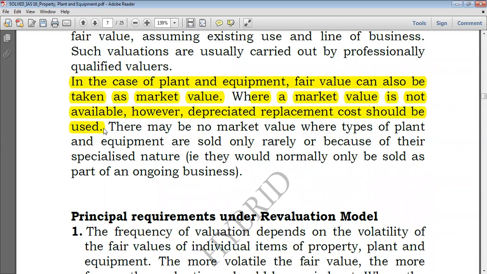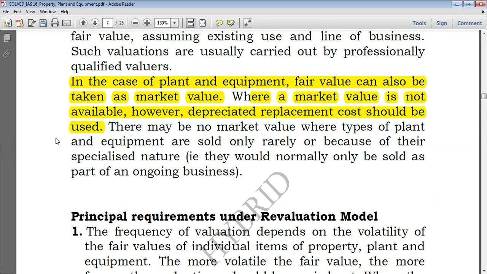Let's say you have an asset today. I'm repeating again: let's say you bought an asset for 100 million 4 years ago. Then you have depreciated it. Right now in the books, that asset is carried at 40 million, but 3 years have passed.